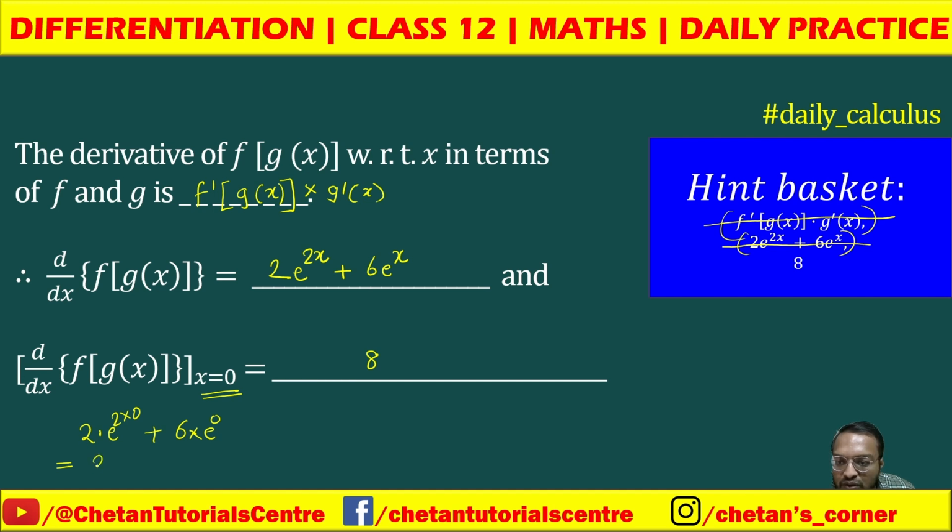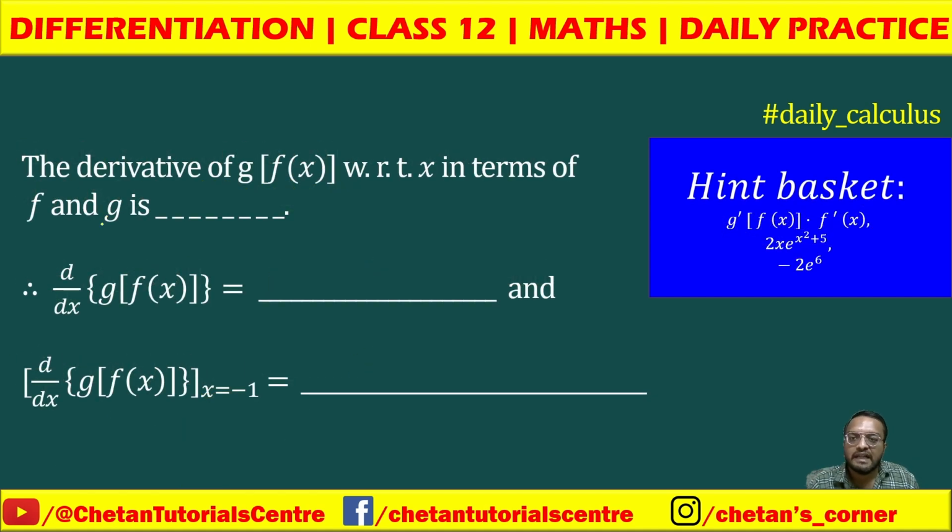So 2 into 1 will be 2, plus 6 into e raised to 0. e raised to 0 will give me 1. And if I multiply that 1 with 6, I will get 6. So 2 plus 6 will give me 8. So this is the answer, 8. So I hope you have got the answer.